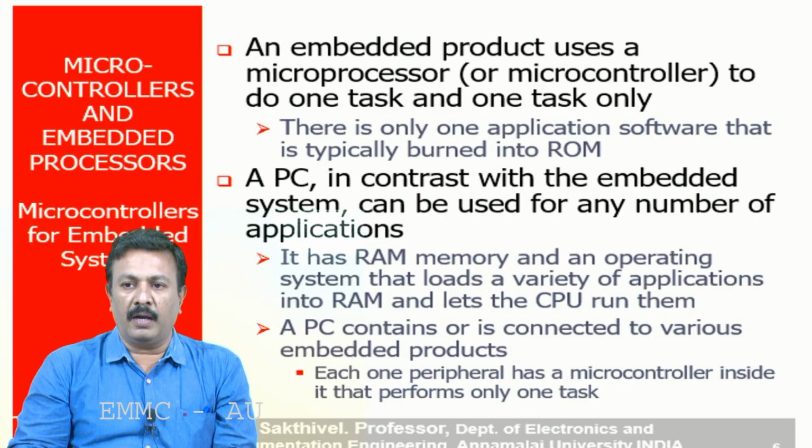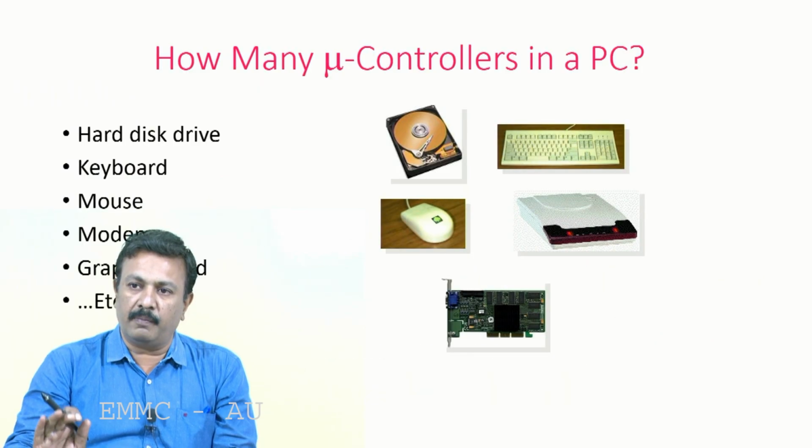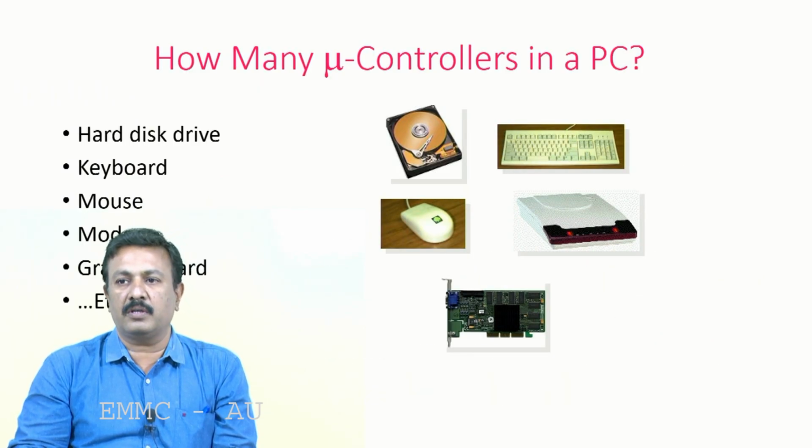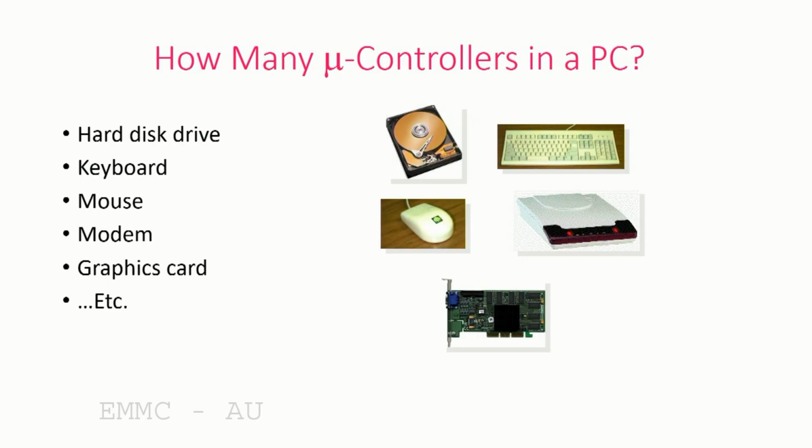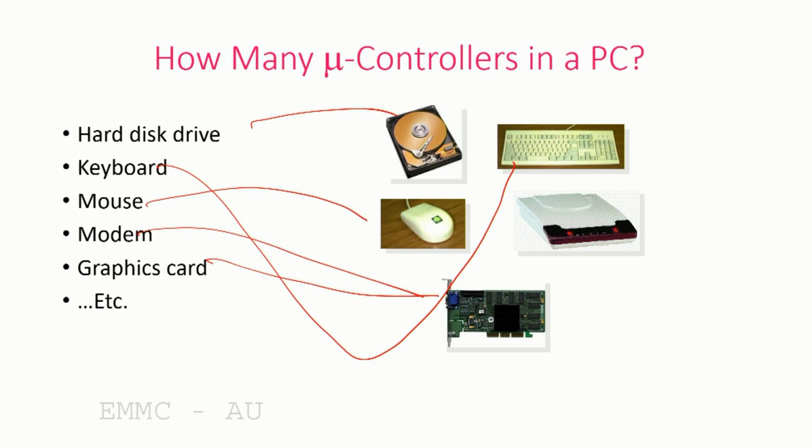So the PC contains various embedded products. Even though I said the PC is a general purpose system, around the PC there are so many embedded systems in which a microcontroller is available. This microcontroller performs the task. For example, you can see how many microcontrollers are available in a PC. In your hard disk drive there is one microcontroller. In the keyboard there is another. In the mouse you have a microcontroller. In the modem or graphics card we have microcontrollers.